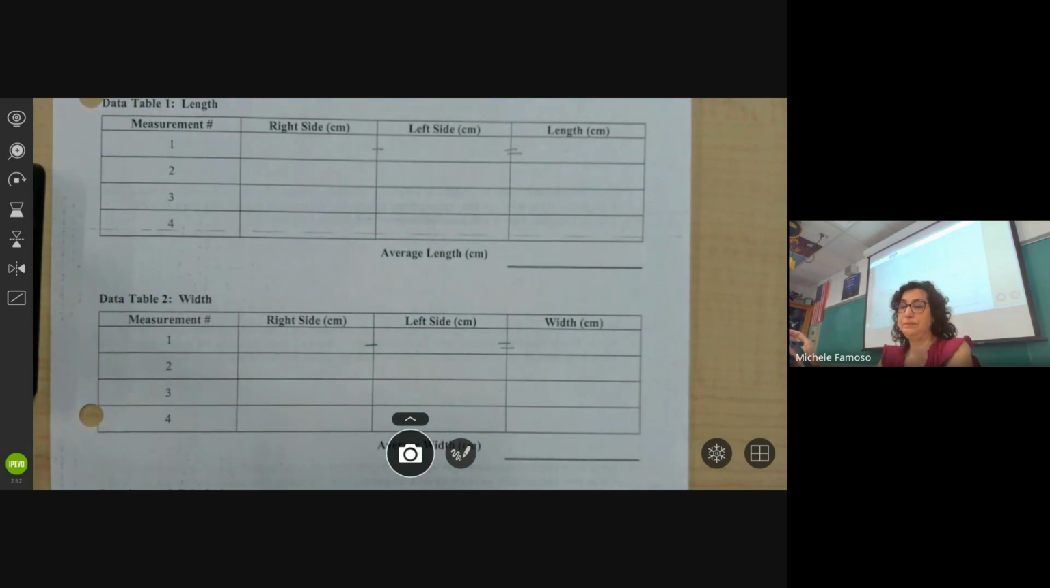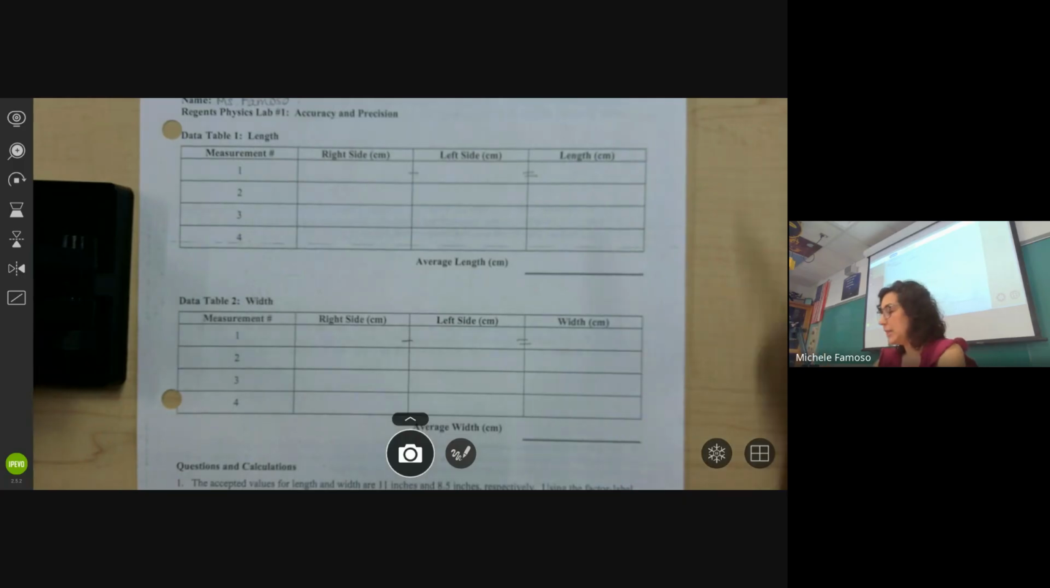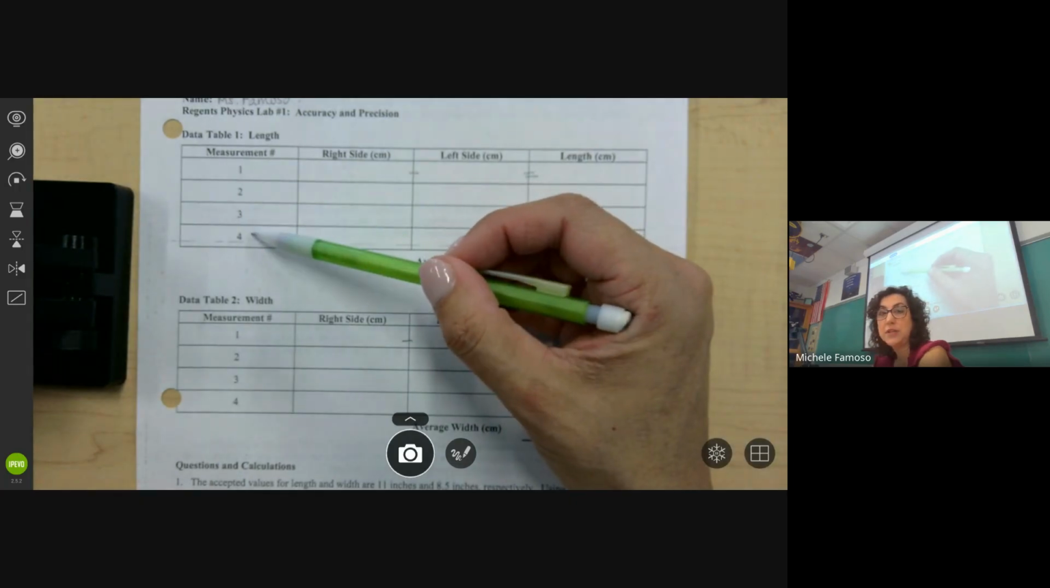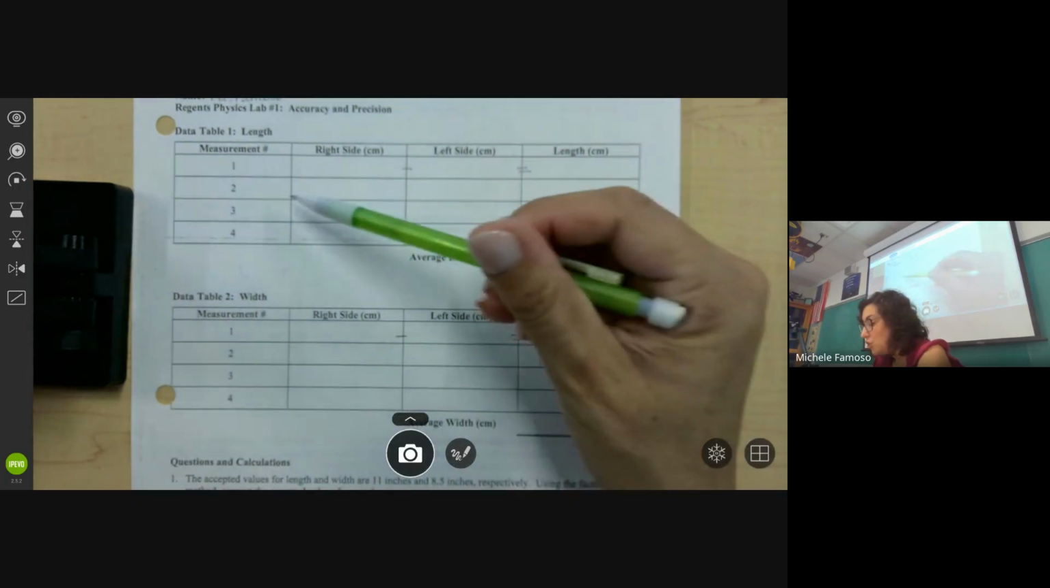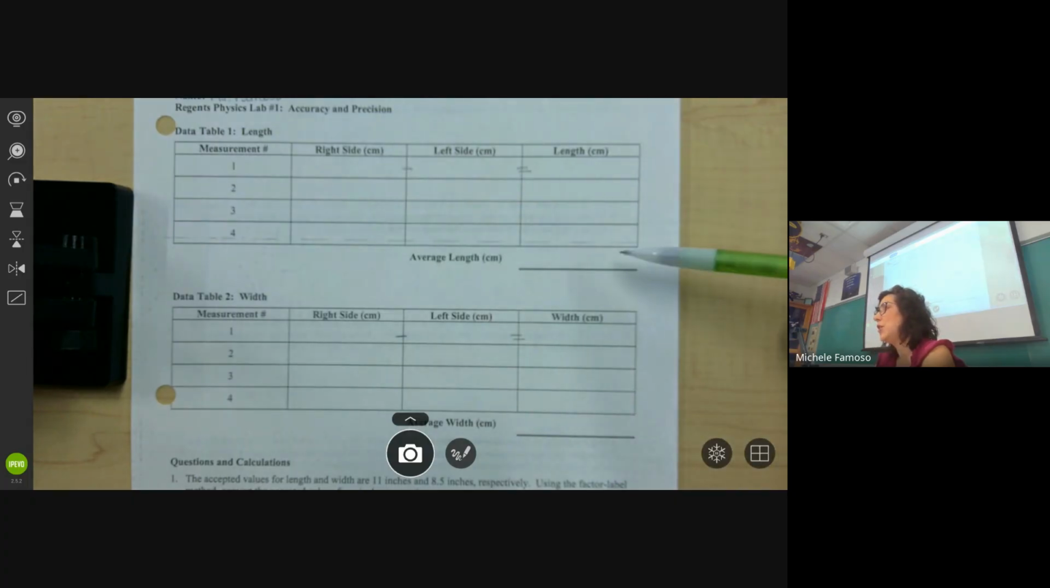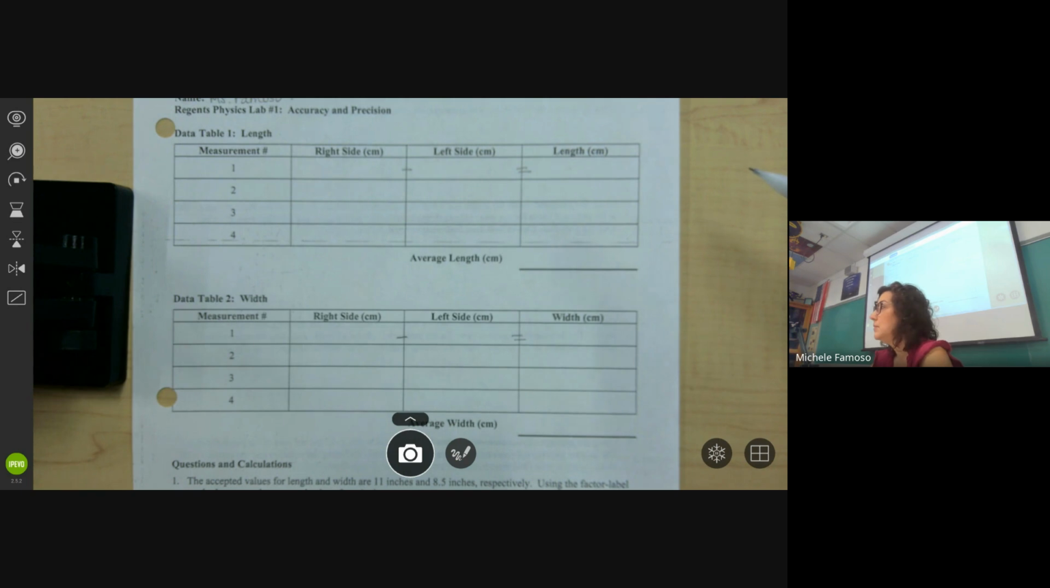That's just for you. Now you'll notice that each table asks you to make 4 of these. You individually are not making 4 lengths and 4 widths. You individually are going to do 1. In a group, you're going to get 4. Each person in the group is going to be assigned one of these numbers. That is your row to fill in. Where are you going to get the other rows? From your partners. Does that make sense? So you're only doing 1.